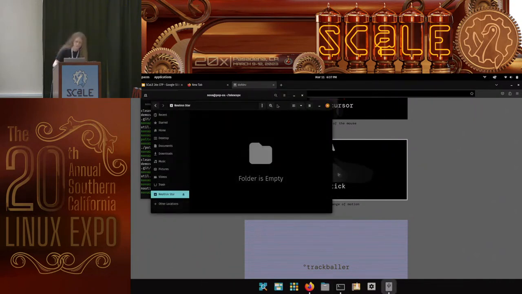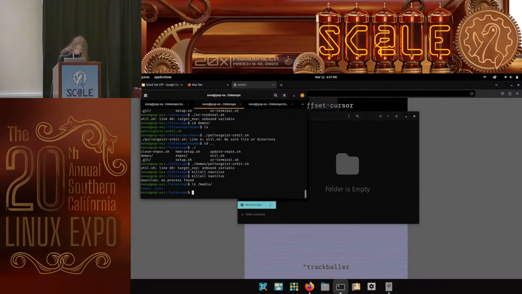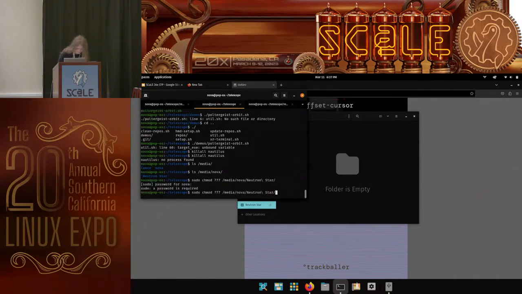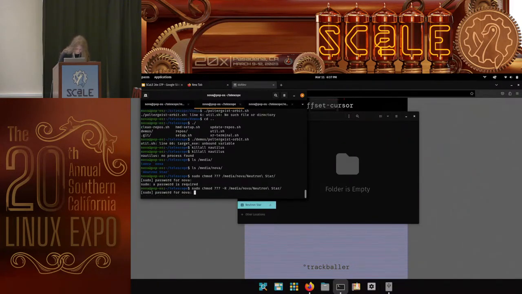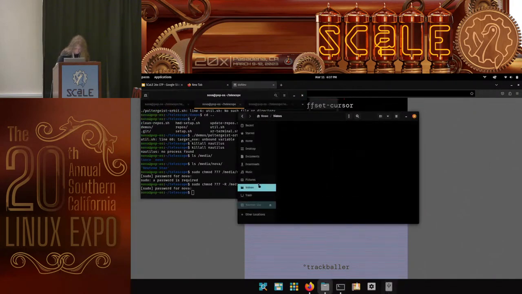Oh, that's just a permissions issue. I can fix that. I don't have time to worry about this. So, oh, I gotta do dash R. There we go.